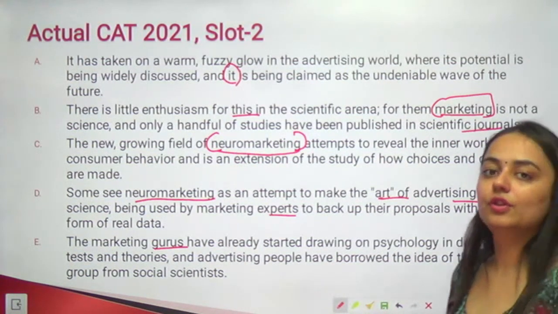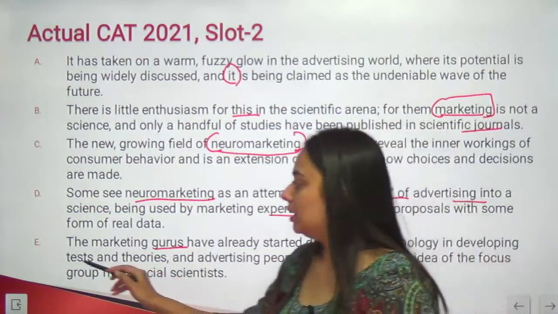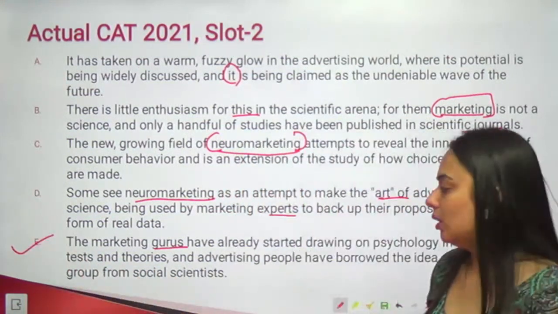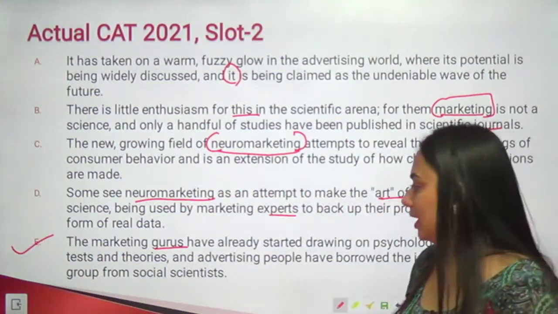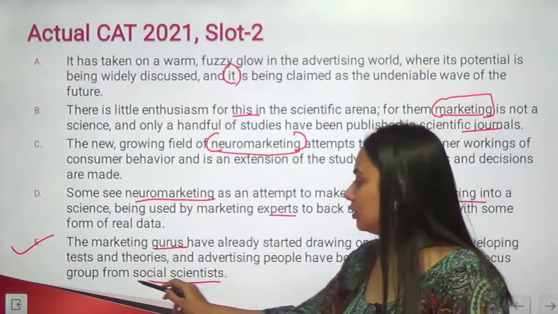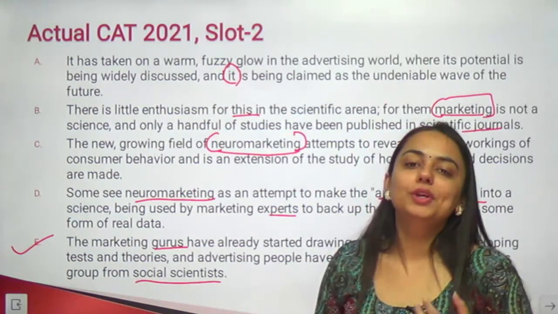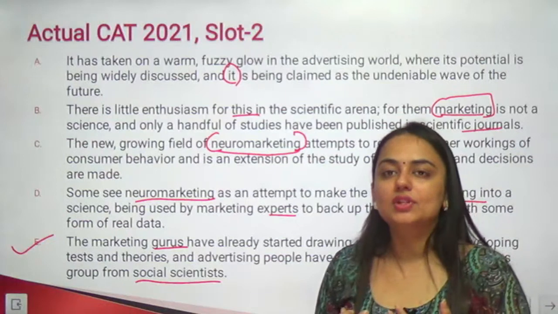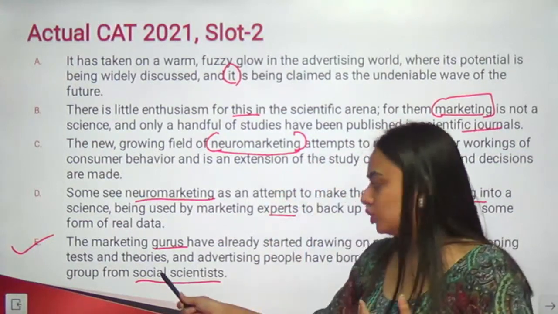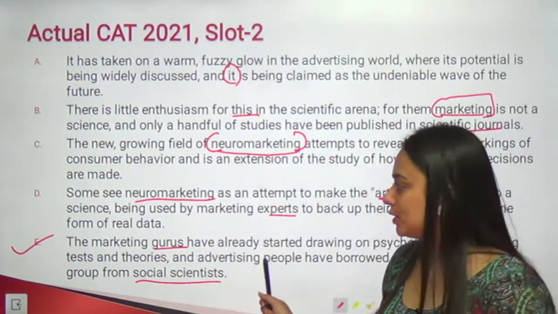So the answer for this one will be E. E is the odd one out. Why? Because it is relating what? Marketing to social science? No, we've been talking about the scientist, to be precise, neuroscience. Social science is something else. So that is the reason.